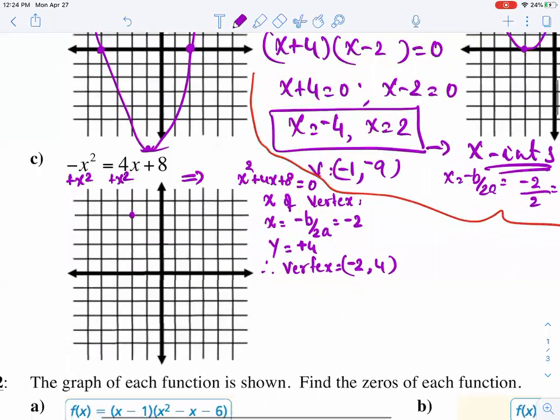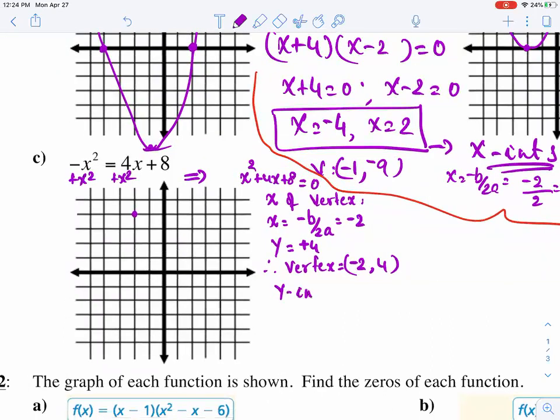Okay, tell me the y-intercept. How do you find the y-intercept if the equation is in standard form? You plug in 0 for x, or it is always the constant term in the quadratic equation. That's the y-intercept. So what is the y-intercept here?